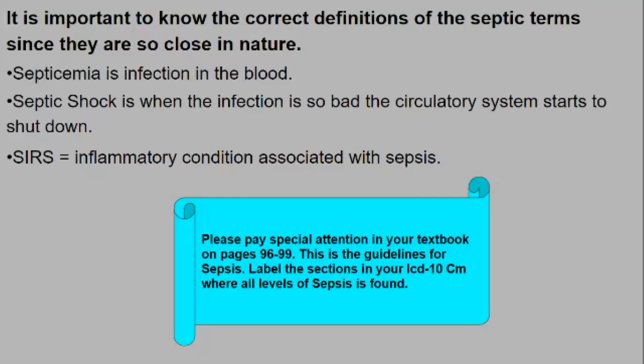Please pay special attention in your textbooks on page 96 through 99. This is the guidelines for sepsis. And then you need to label in your ICD-10 where the different levels of sepsis are found. Please make notes, highlight, and just keep some special notes tucked away for whenever you're actually coding sepsis so that you can be sure that you're using the specific codes you need.